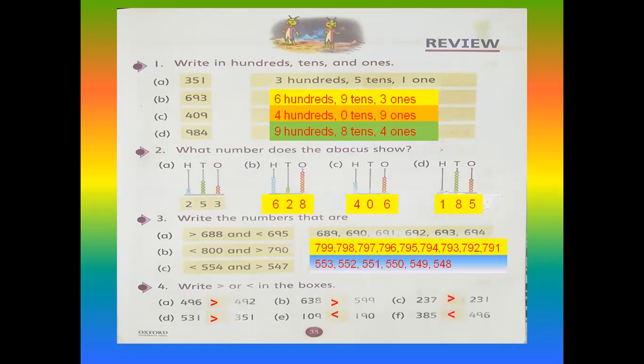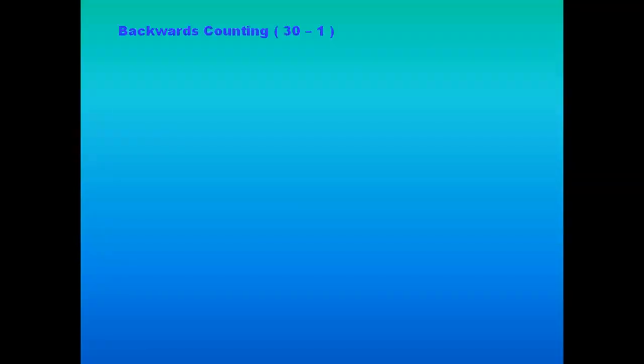Okay, so this will come here. 385 is less than 496. Okay, this is less. Before, it was written by mistake as greater than, because 3 is less than 4. So it is the less symbol we will use here. Okay, understand? Now we will do the backward counting.